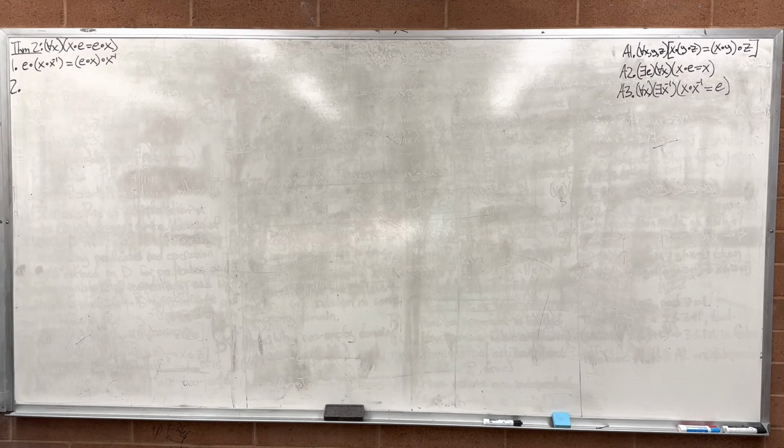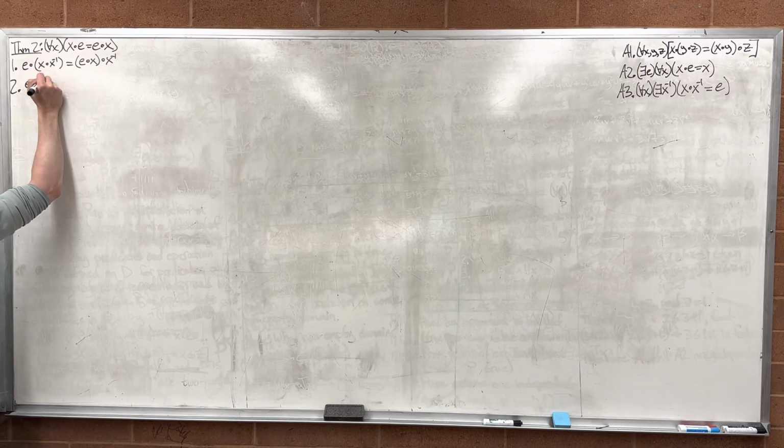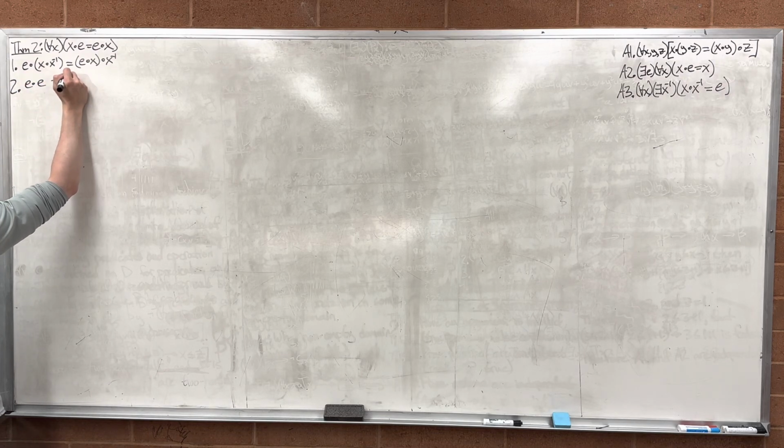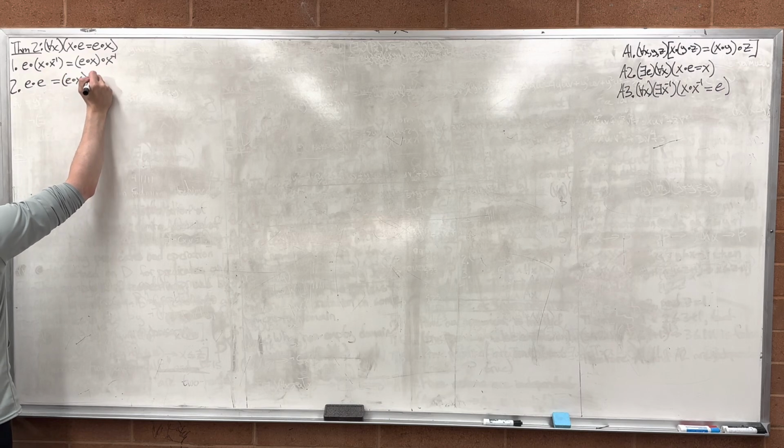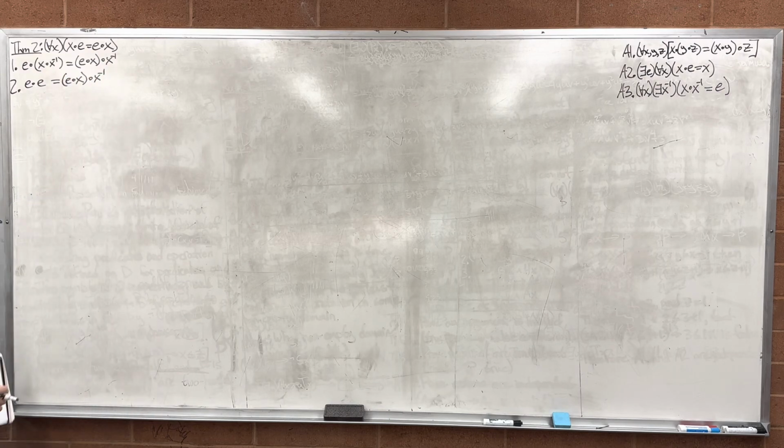Next, I know that x compose x inverse is the same thing as E. So I know that E compose E is equal to E compose x inverse. Which gives me that anything composed with E is just that thing.